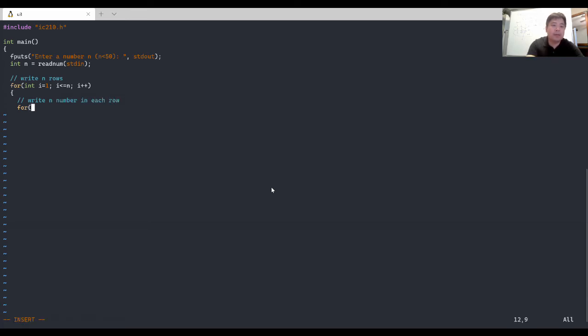How do you write n numbers? You have to start with j = 0 up to n minus 1. This is how you say it, n minus 1. And then we increment j. And then what do you have to do? Well, you have to write num(i + j). Okay. And probably you need to put some space.